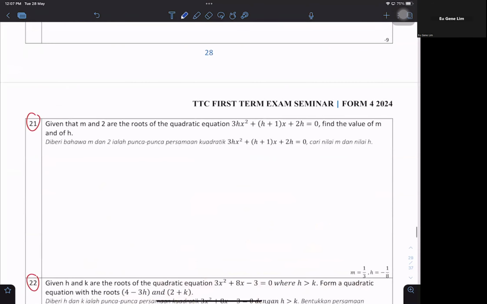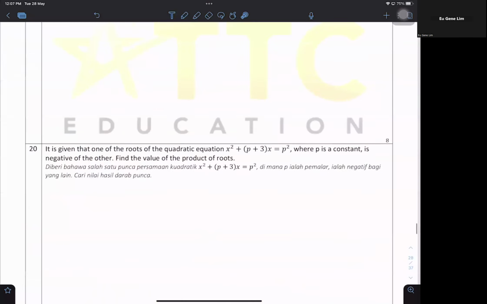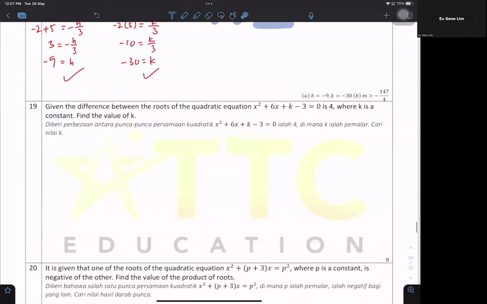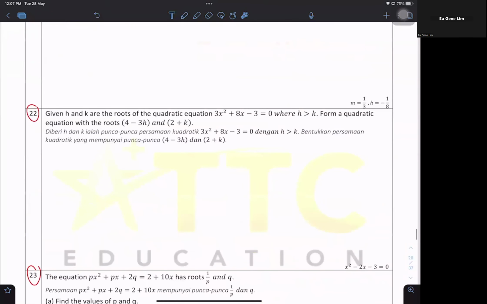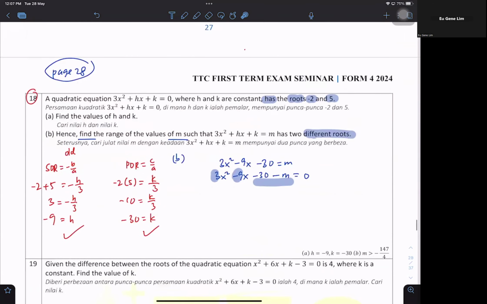Okay, I think that's all for today first. Most of the rest of these are sum and product of roots questions already. You see, given h and k are the roots: sum and product. Given m and 2 are the roots: sum and product. Okay, that's all for today first.